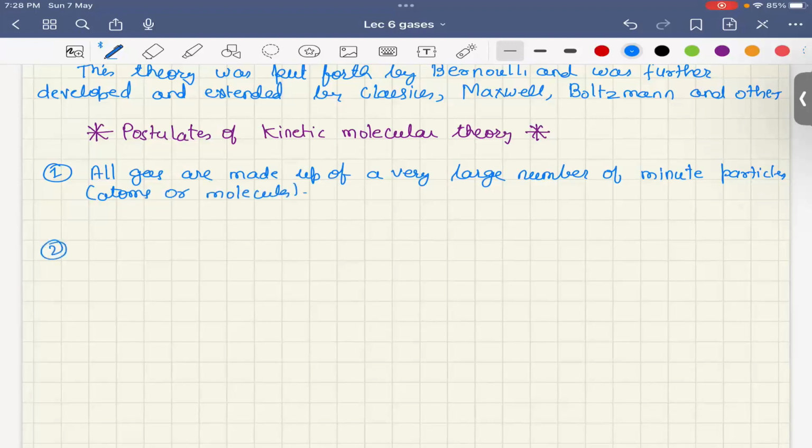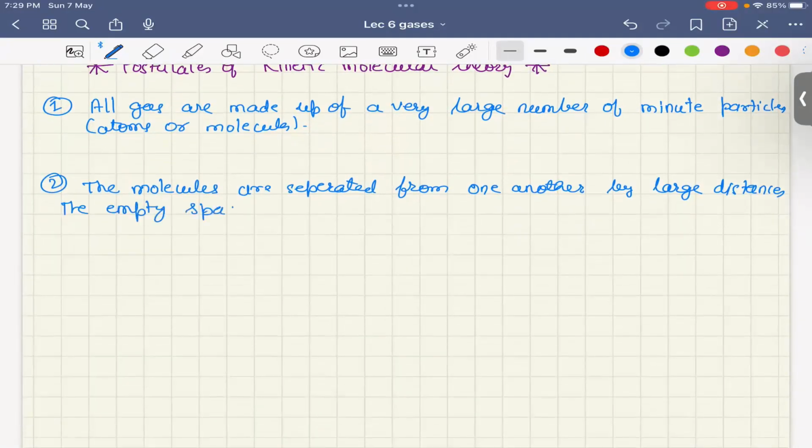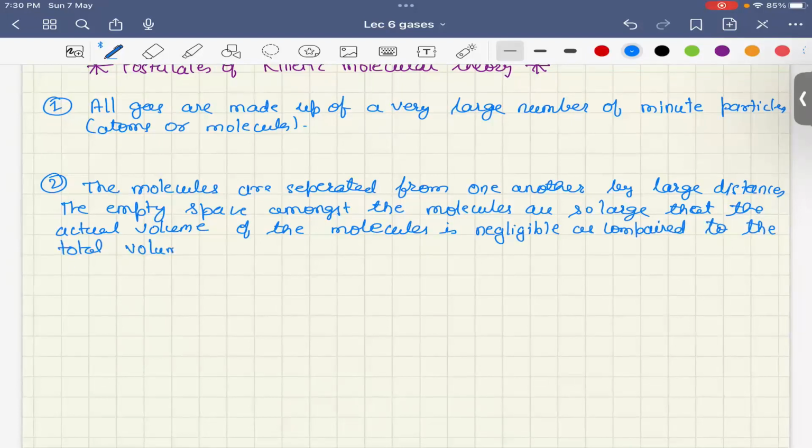The second postulate is that the molecules are separated from one another by large distances, and the empty space among the molecules is so large that the actual volume of the molecules is negligible as compared to the total volume of the gas.